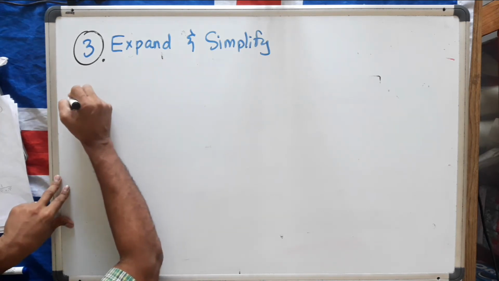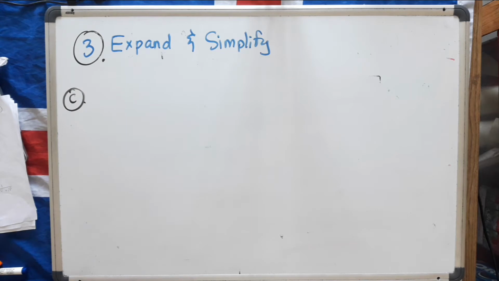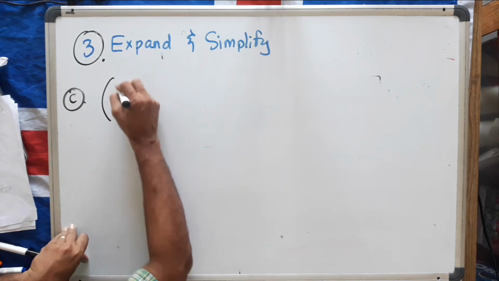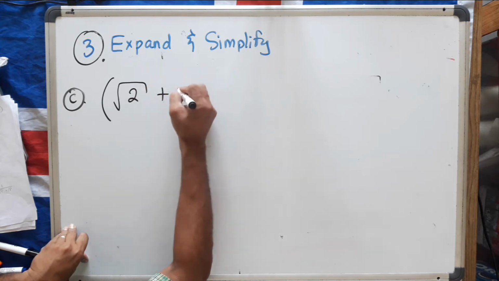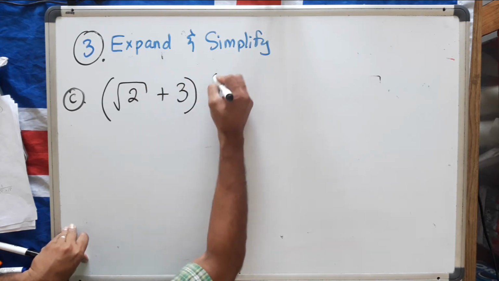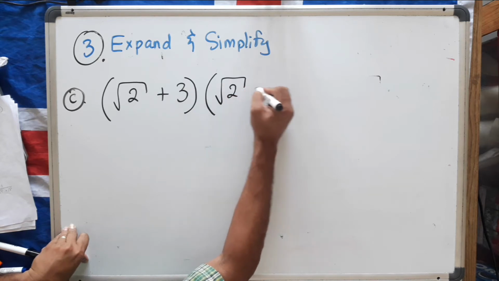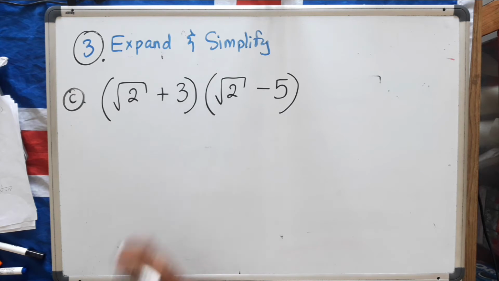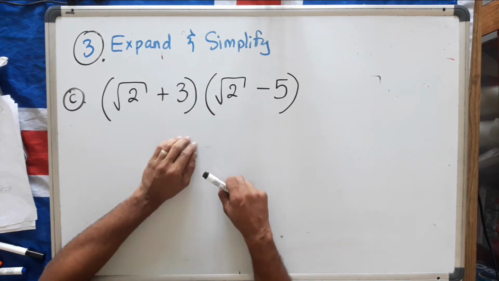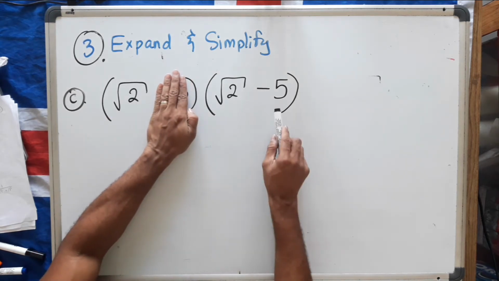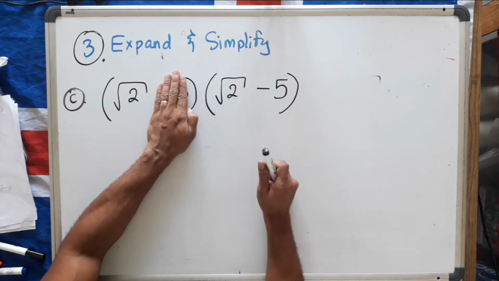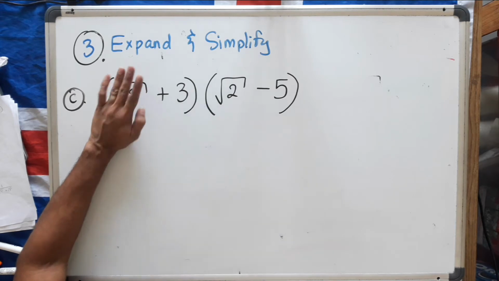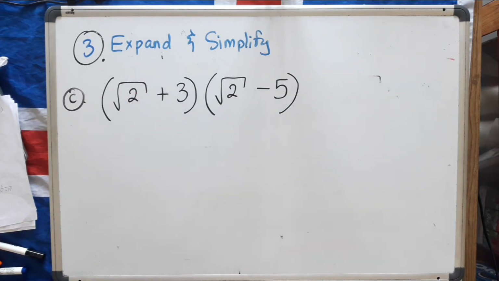Okay, this should be C. We're going to expand double brackets now. Let's say we have the square root of 2 plus 3, open brackets, and then we have the square root of 2 minus 5. Remember how we expand double brackets? We look at the first bracket, we block the second item, multiply both of them by the square root of 2, then block him, and then multiply both of them by 3. And then we try our best to simplify.